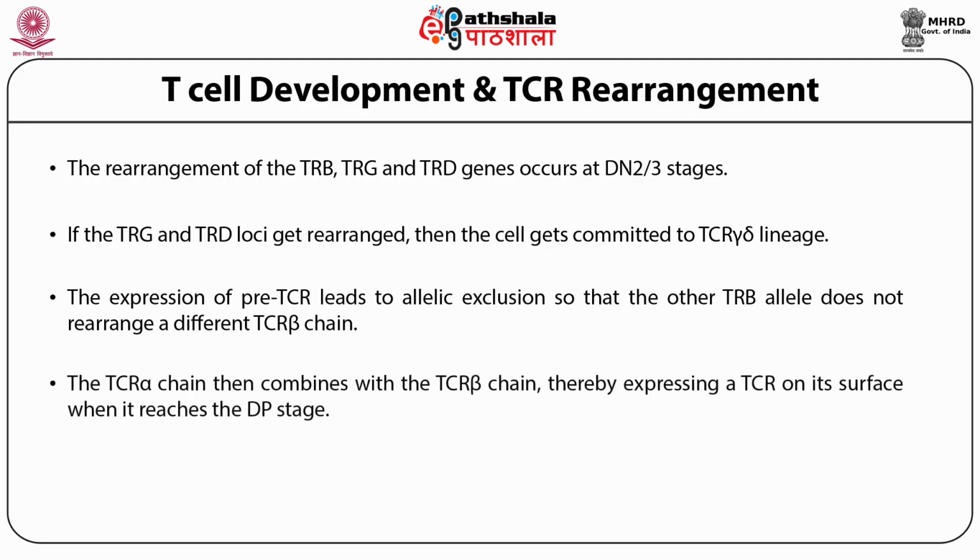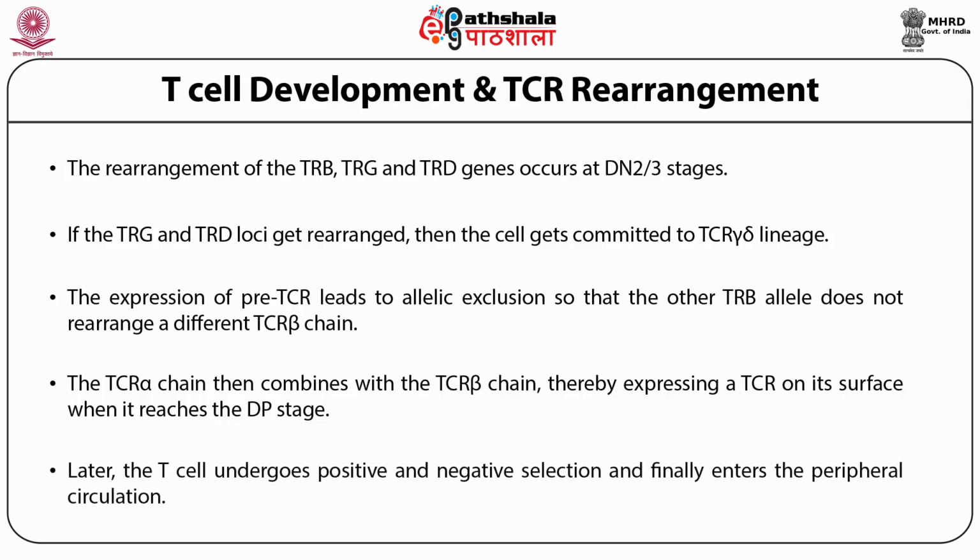The TCR alpha chain then combines with the TCR beta chain, thereby expressing a T cell receptor on its surface when it reaches the double positive stage. Later, the T cell undergoes positive and negative selection and finally enters the peripheral circulation.